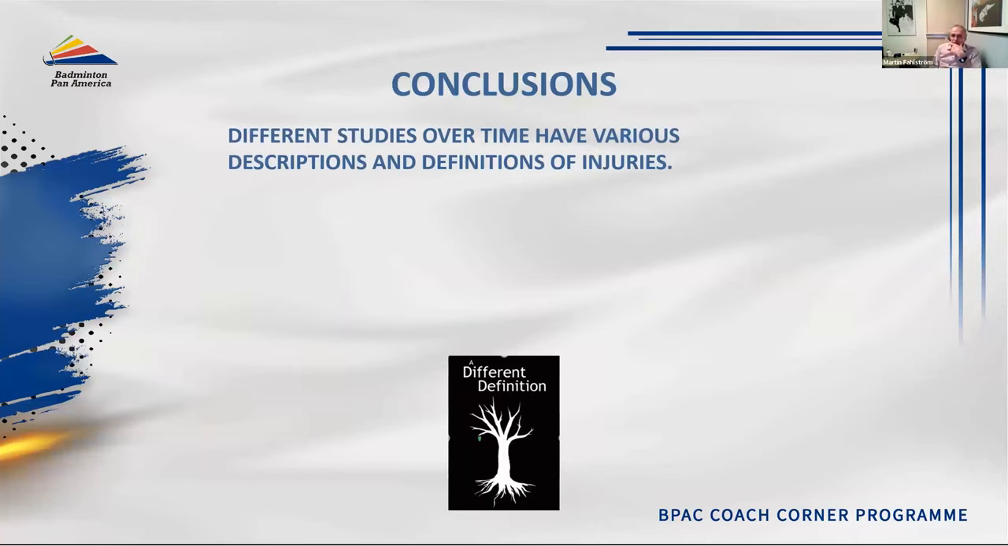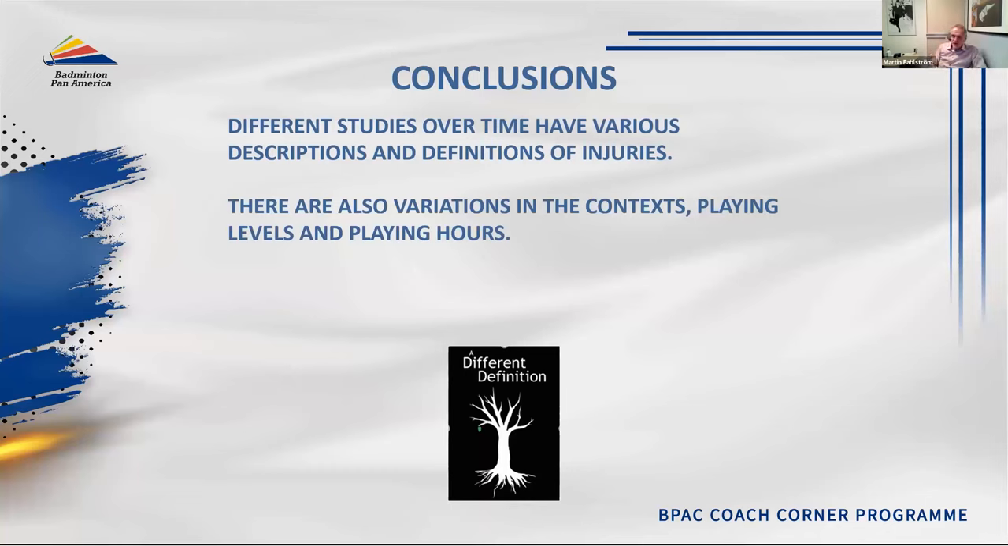So different scientific or non-scientific studies over time have various descriptions and definitions. There might be self-reported, they might be, as I said, in emergency units, retrospective, prospective registrations and all that. And that means the context. When you look in the literature, you find studies on school children playing badminton. You see studies on recreational players. You see on top level players. There are some statistics from big major BWF events. And the problem is that the contexts vary, the playing levels, and also the playing hours.